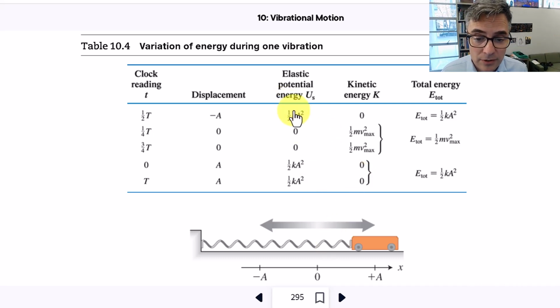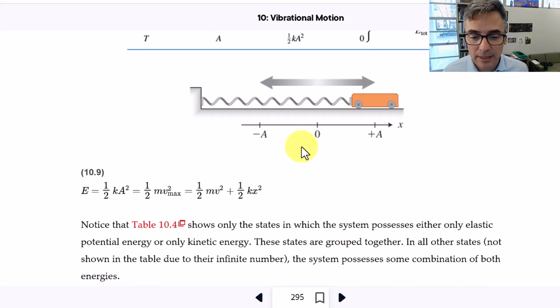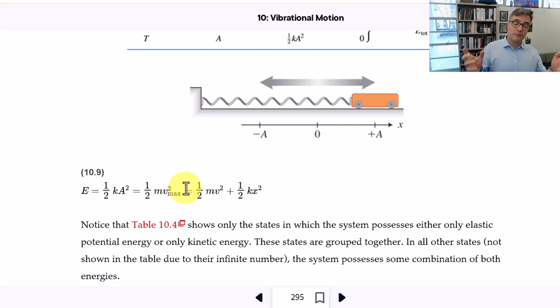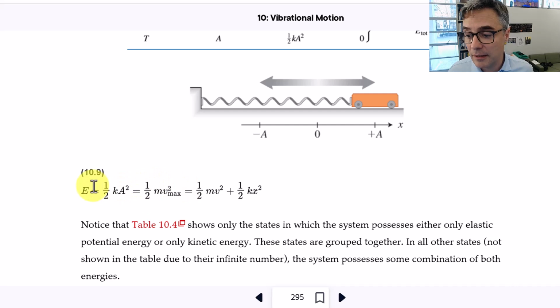And so it turns out that 1/2 kA squared is the maximum elastic potential energy, and then 1/2 m v max squared is the maximum kinetic energy. And since one form of energy is zero when the other form of energy is at its maximum, then the total energy is just one or the other. You can either use 1/2 kA squared or 1/2 m v max squared. Those are equal to each other, and they're equal to the total energy of the system. But in between the maximum of these two, it's 1/2 mv squared plus 1/2 kx squared.